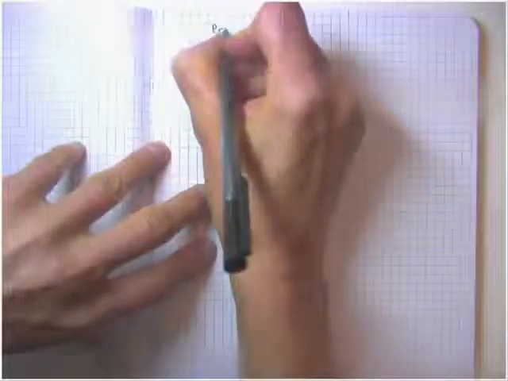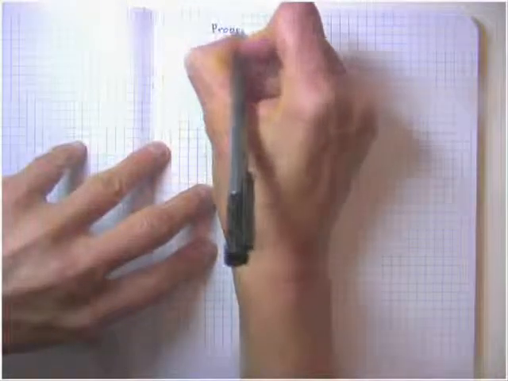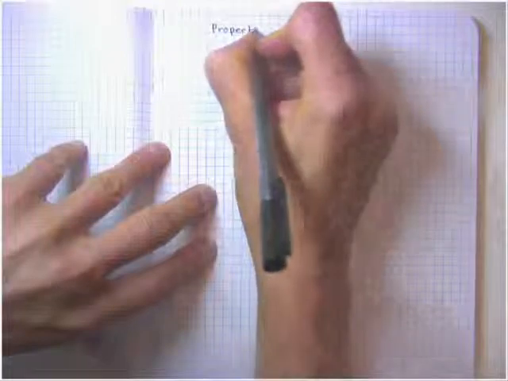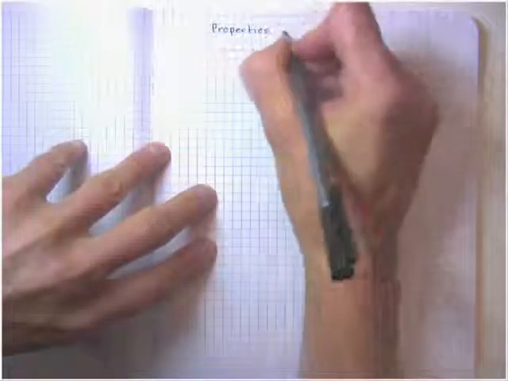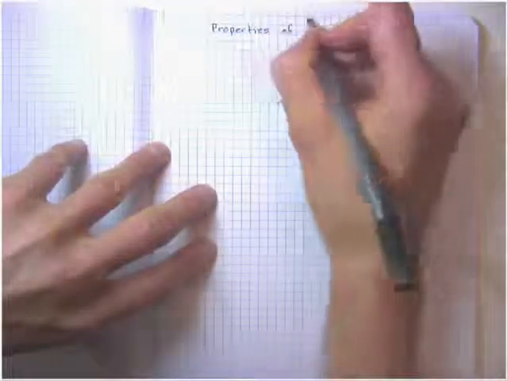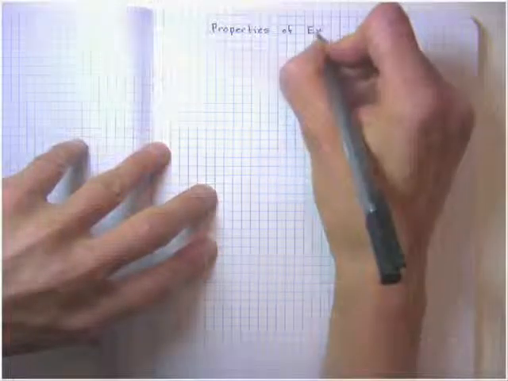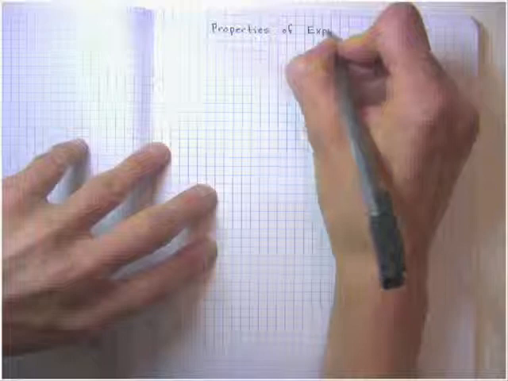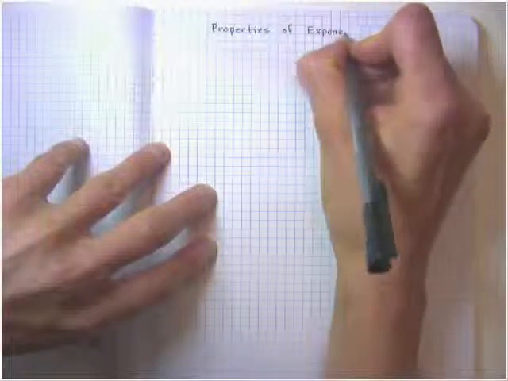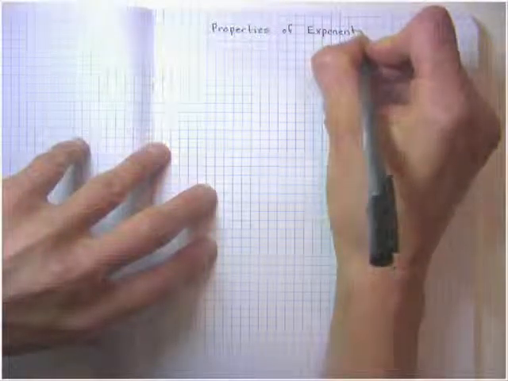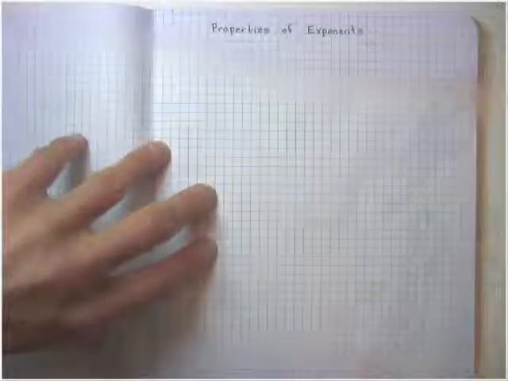Okay, let's review what we know about properties of exponents. We're going to learn a mnemonic device to help us so that when we're simplifying equations with exponents, it can become easy. Okay?